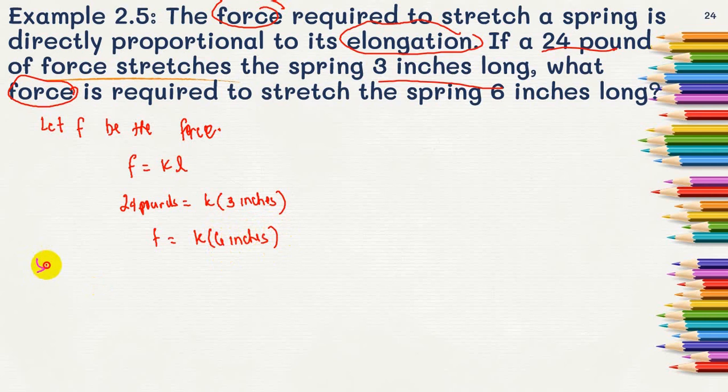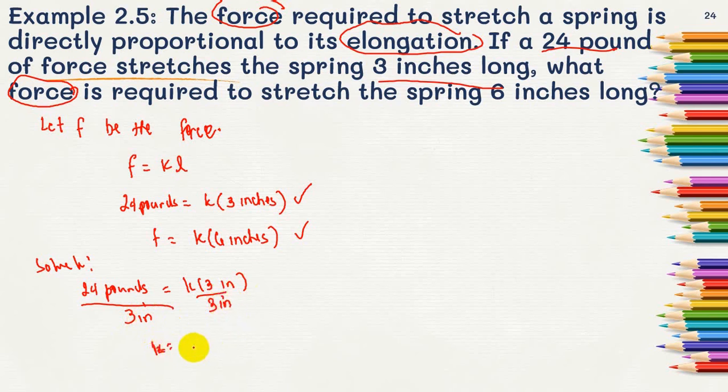Right? So first thing is we have to solve for K using the first equation. So 24 pounds equals K times 3 inches. So divide both sides by 3 inches. K will be equal to what? So 24 divided by 3 is 8 pounds over inches. Right? Next, let us now solve for the force.